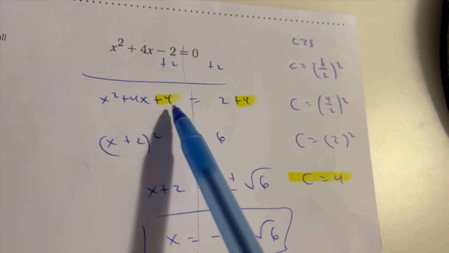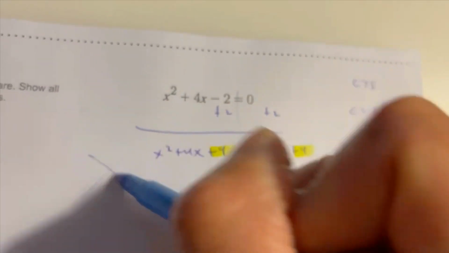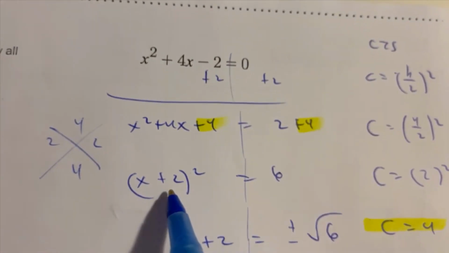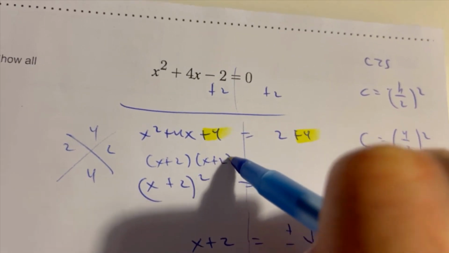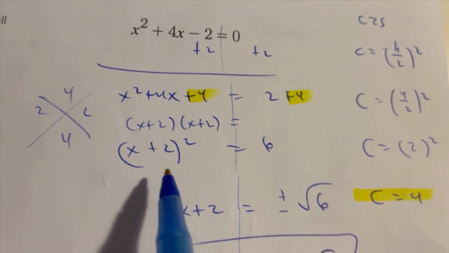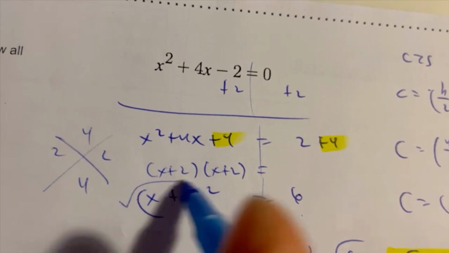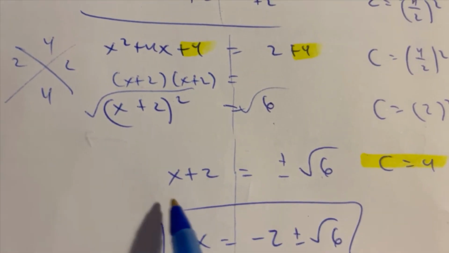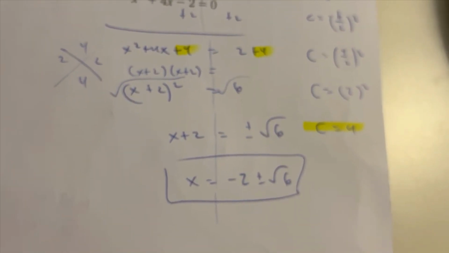To balance the equation, it's okay to add 4 to both sides. When you do that, you'll get a times c is 4, so it'll be 2 and 2. X plus 2 times x plus 2. And you have 2 of those, so you could put to the power of 2. That's called a perfect square trinomial. 2 plus 4 is 6. To get rid of this, you're going to take the square root of both sides. When you do that, you're going to have plus or minus. Subtract 2 goes to the left, and then x equals negative 2 plus or minus root 6.